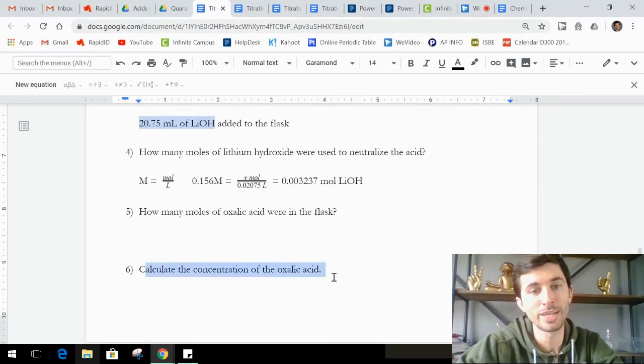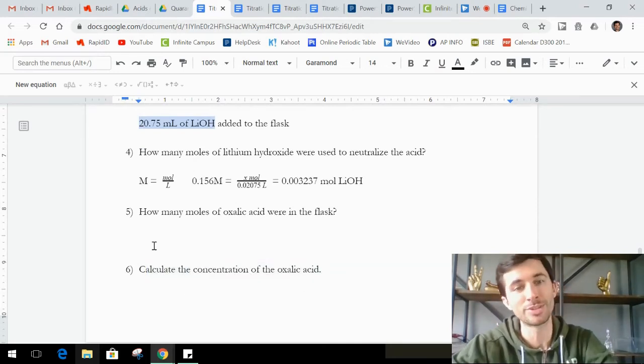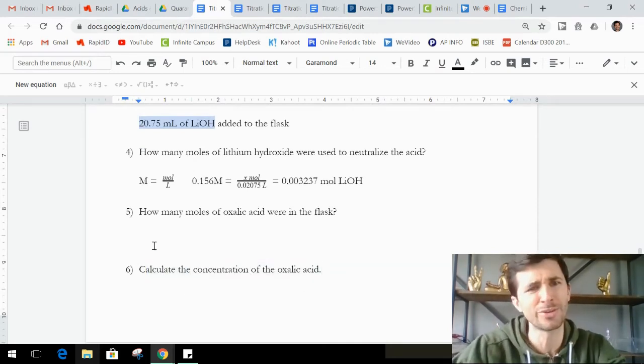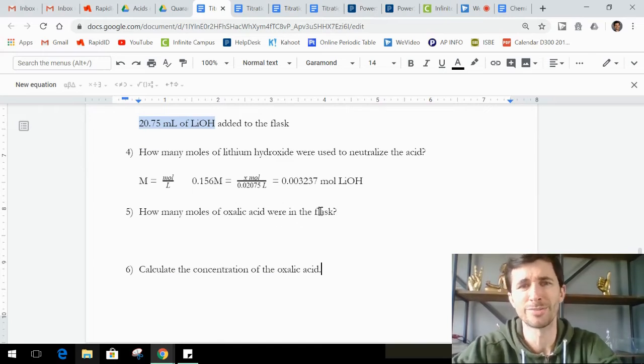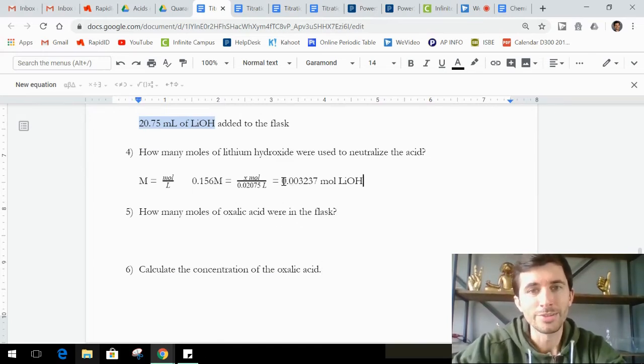Now, for sig figs' sake, I'm going to leave this in as many numbers as possible because I'm looking at the concentration at the very end. So I'm going to use sig figs just for number 6. But for whatever you do here, e-learning, sig figs, whatever, fine. All right, so that's the moles of base.